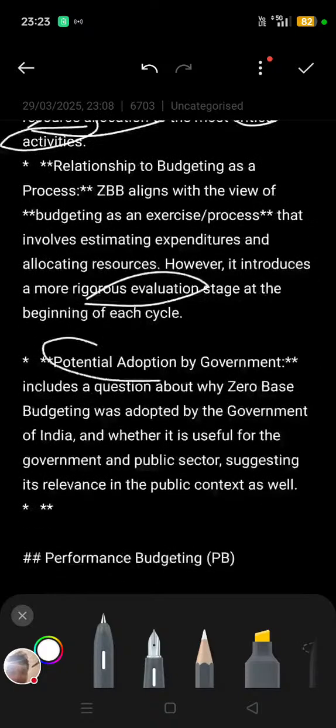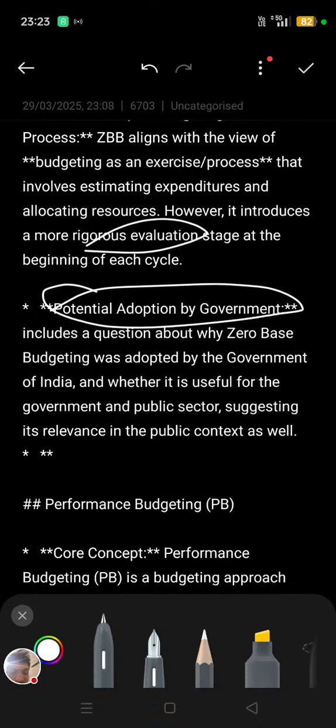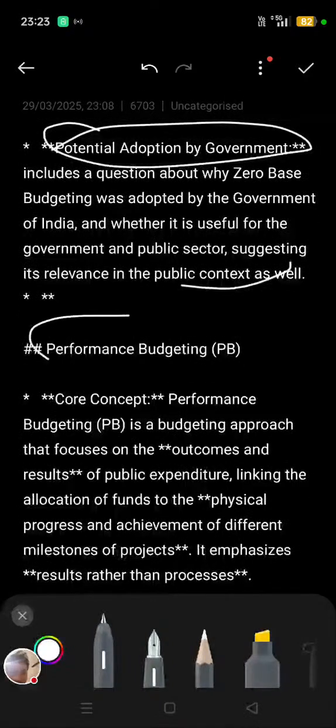The potential adoption by government includes a question about why zero-based budgeting was adopted by the government of India and whether it is useful for the government and public sector, suggesting its relevance in the public context. Then comes performance budgeting.